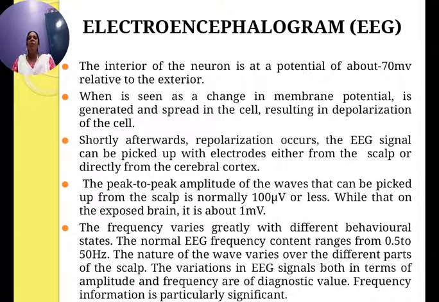The peak-to-peak amplitude of the waves that can be picked up from the scalp is normally 100 microvolts or less, while that on the exposed brain is about 1 millivolt. The frequency varies greatly with different behavioral states. The normal EEG frequency ranges from 0.5 to 50 Hz. The nature of the wave varies over the different parts of the scalp. The variation in the EEG signals, both in terms of amplitude and frequency, is of diagnostic value. The frequency information is particularly significant.